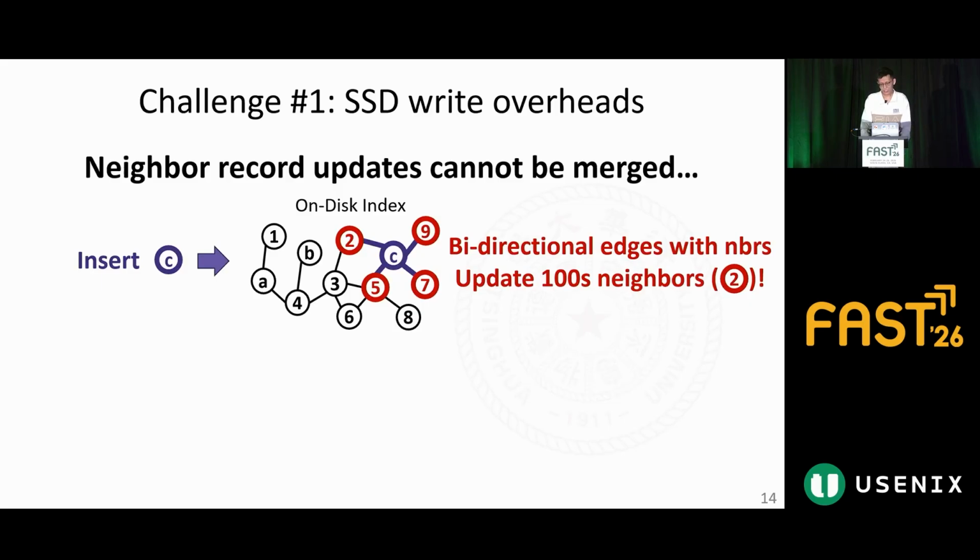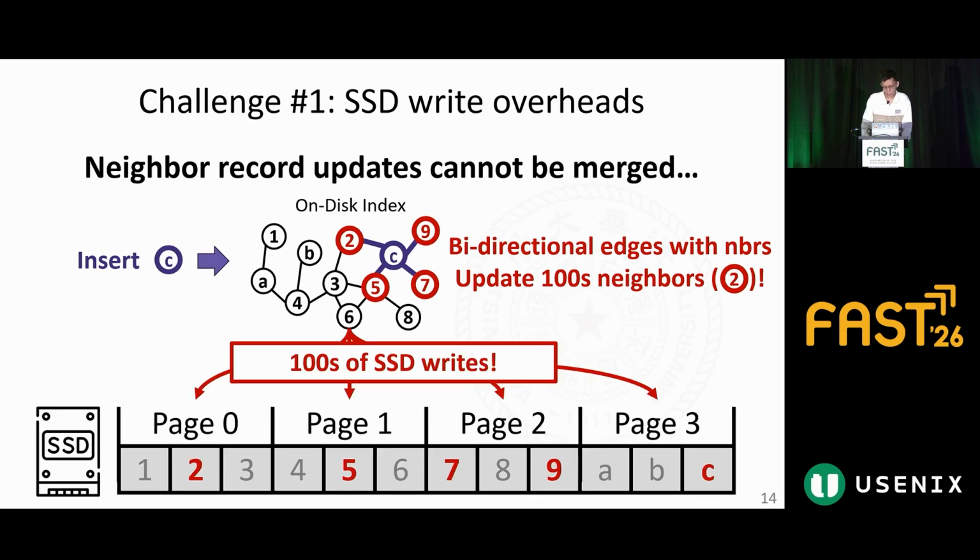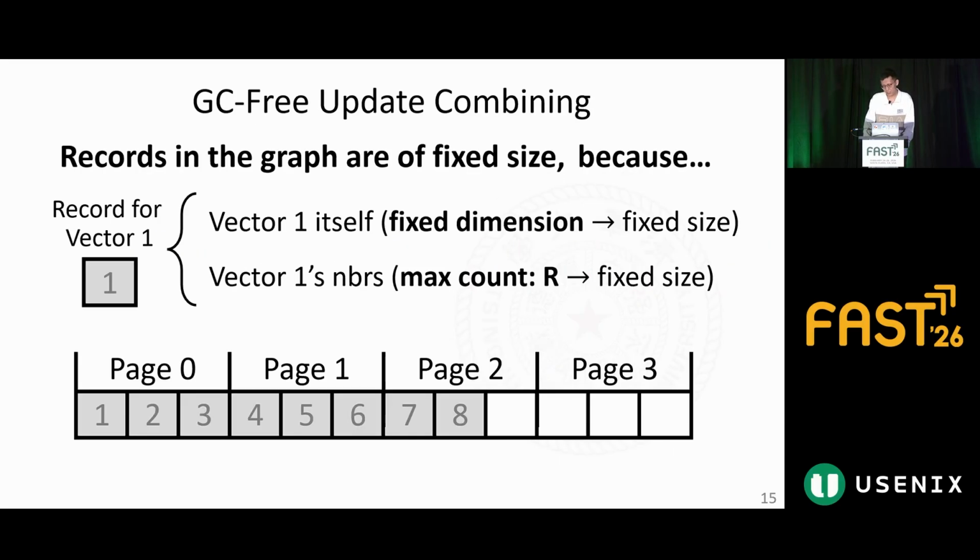However, challenges occur for efficient direct inserts. The first challenge is SSD write overheads. Inserting a vector updates its hundreds of neighbor records to add bidirectional edges across them. Unfortunately, neighbor records are scattered in different pages. Updating them introduces hundreds of SSD writes for each insert. To tackle this challenge, we seek to merge multiple neighbor record updates into a single page.